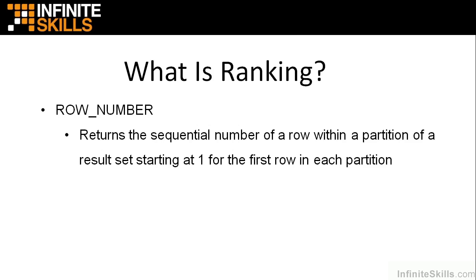Now, row number is really straightforward. This simply returns the sequential number of a row within a partition of a result set, starting at 1 for the first row in each partition. We used to try to figure this out all the time. I want the result set, okay? But the little numbers that show up on the left side that number my rows in the query tool, I want those numbers in my result set. How do I do that? Row number takes care of that for you.